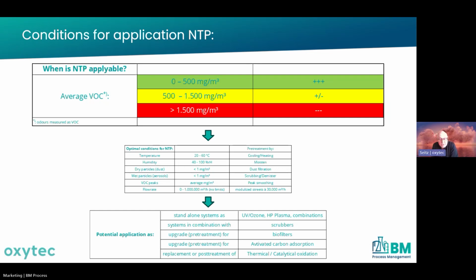And last but not least, we can also go for replacement of RTOs, thermal or catalytic oxidation systems, or if it's needed, make a post-treatment after an RTO has done the main of the work but doesn't reach the final limits, then it can be a post-treatment.